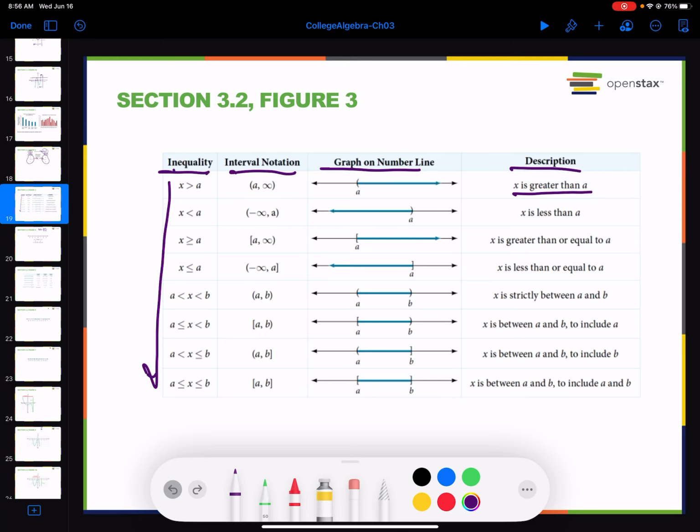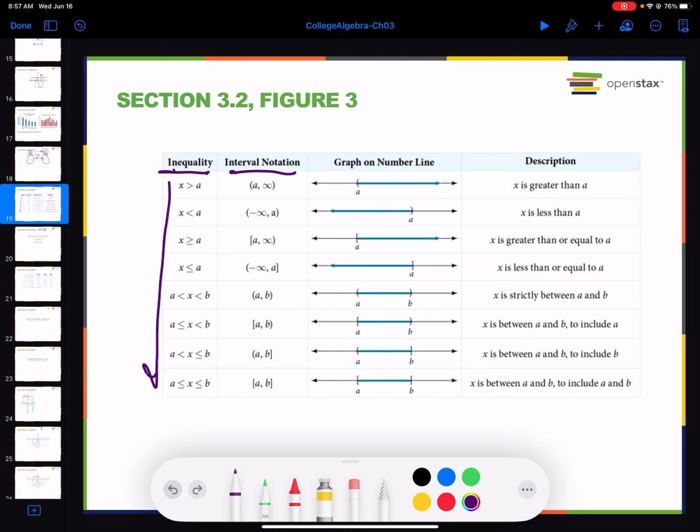So let's look at the next example. The next example is saying x is less than a. So now we're going to put the open parentheses going the opposite direction and an arrow going towards negative infinity. So again, the interval would be negative infinity to a, and we'll make sure that we end it with the parentheses because it's not including a. And then our inequality would say that x is less than a.